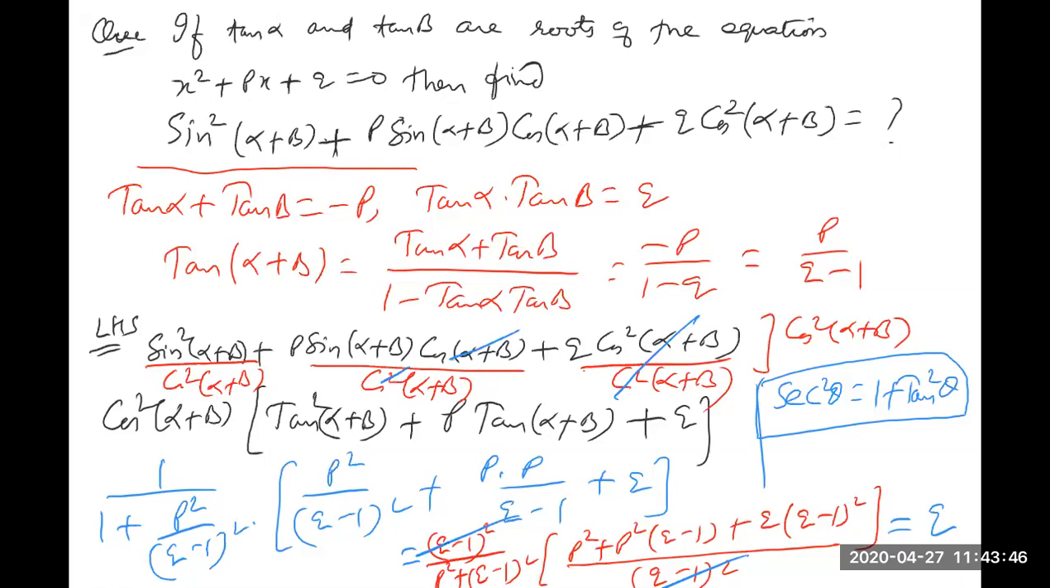Just this last line you have to simplify. You will get p square plus p square q minus p square plus q into (q minus 1) square. So this p square will cancel. Now if you take q outside, the p square will cancel, and only q will be left.